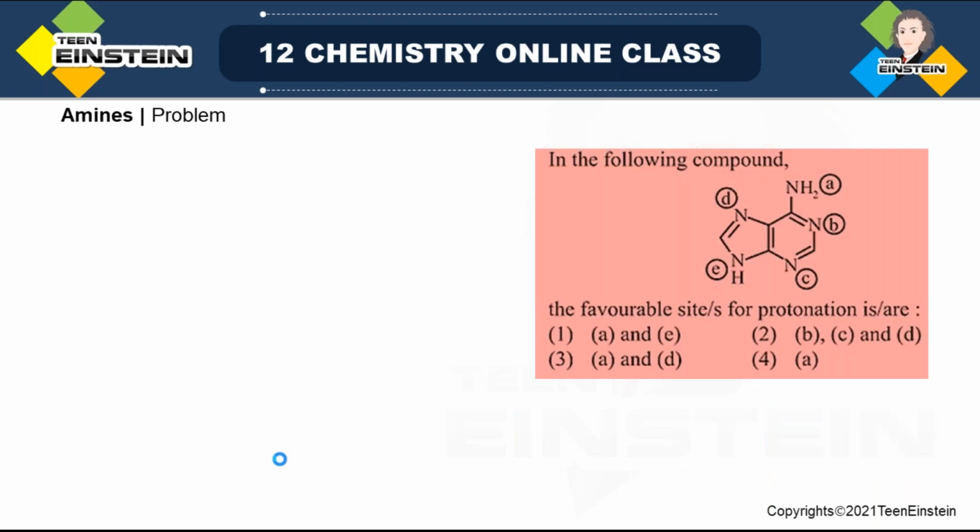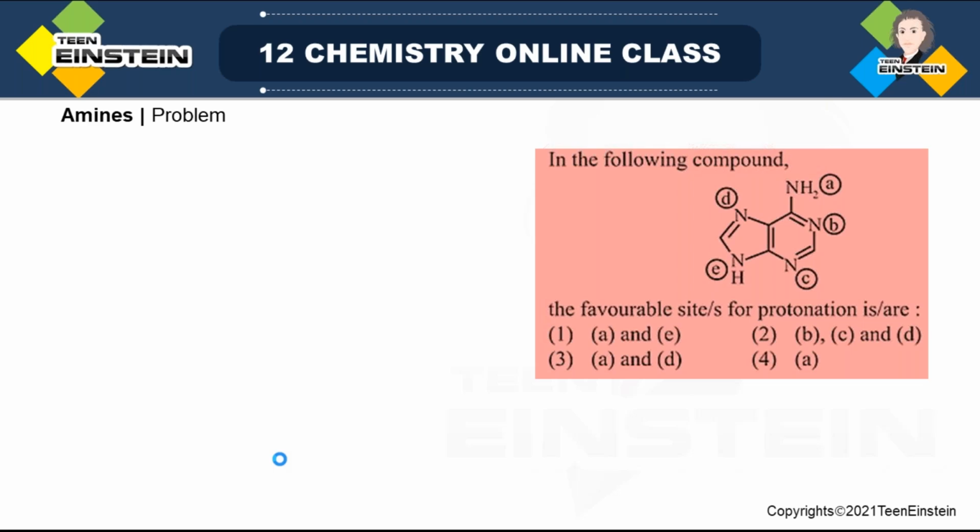Here a heterocyclic molecule is given. Heterocyclic means, remember, it will be cyclic and some carbon atoms will be replaced by some heteroatom. It may be nitrogen, sulfur, oxygen. So in this case, as we are discussing amines, obviously nitrogen is there, and a total of 5 nitrogen atoms are present in this molecule, and they are marked by A, B, C, D, E.